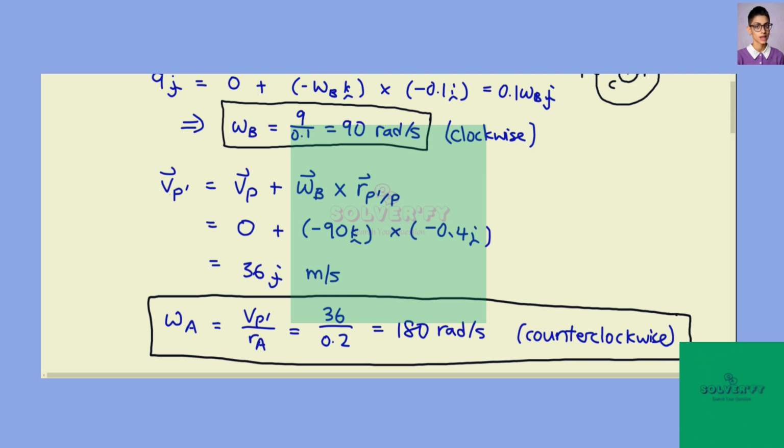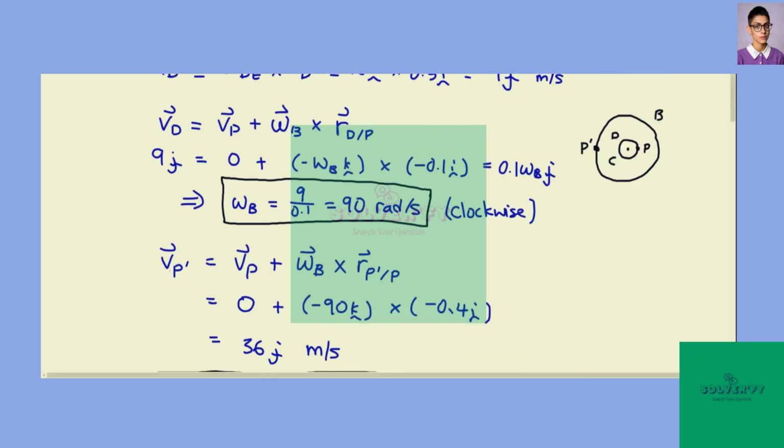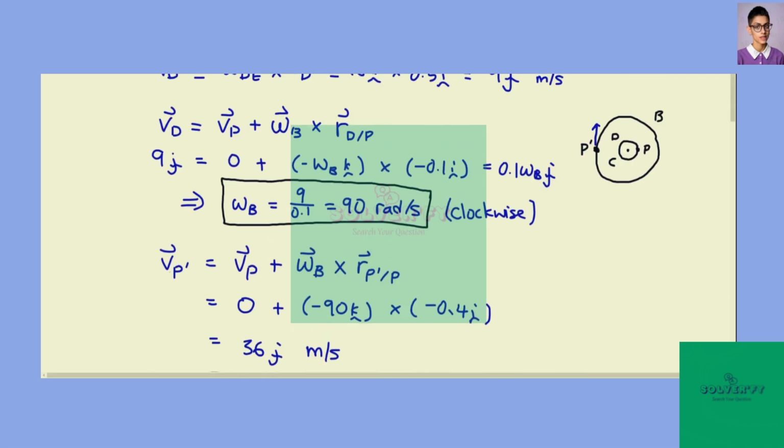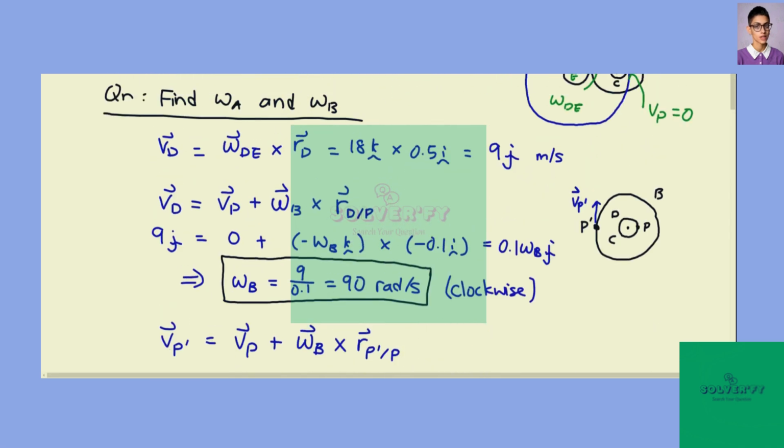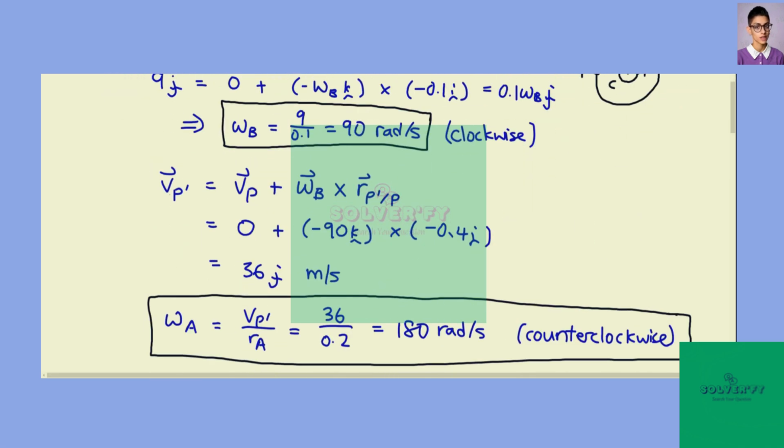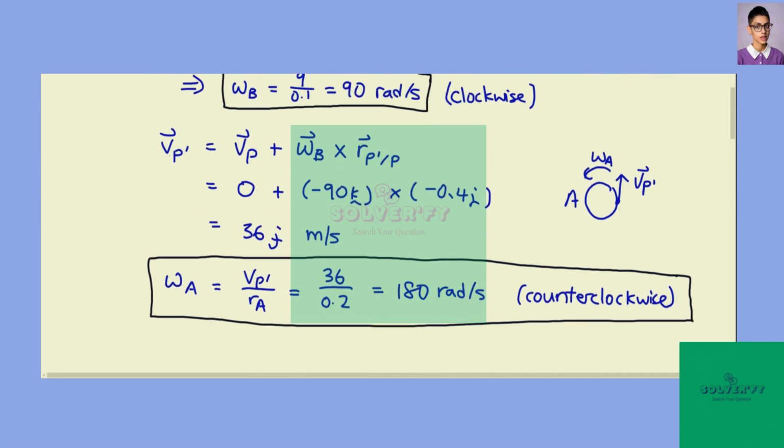The reason why omega A is counterclockwise is that we determined that Vp prime is upward. For A, this point is going upward, so it has to rotate counterclockwise to generate Vp prime upward. That's all for this question.